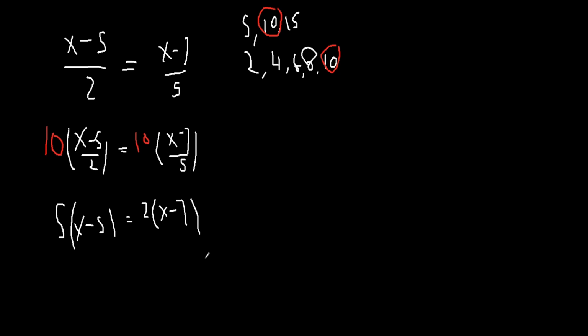So now that we've dealt with our fractions, we've got rid of them, it's pretty straightforward. We can use our distributive property and solve this equation. So here we have 5 times x minus 5. So it's 5x minus 25. And this equals 2 times x minus 7. So that's 2x minus 14.